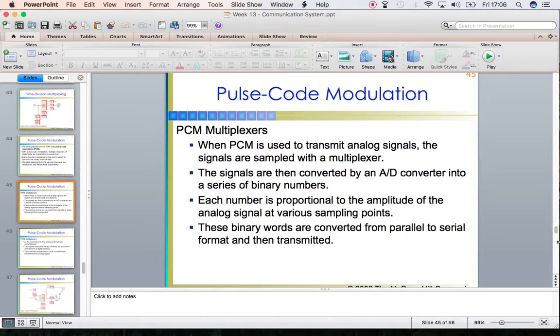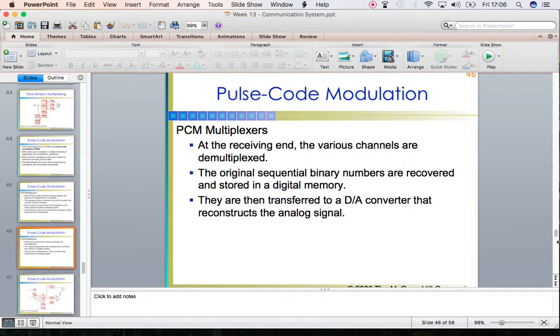And in a PCM, pulse code modulation multiplexer, when the PCM is used to transmit analog signals, the signals are sampled with a multiplexer. The signals are then further converted by an A to D converter into a series of binary numbers. Each number is proportional to the amplitude of the analog signal at various sampling points. These binary words are converted from parallel to serial format and then transmitted, and at the receiving end the various channels are demultiplexed.